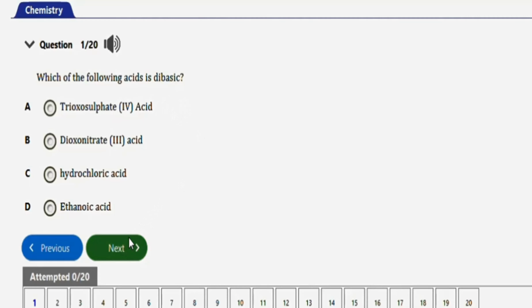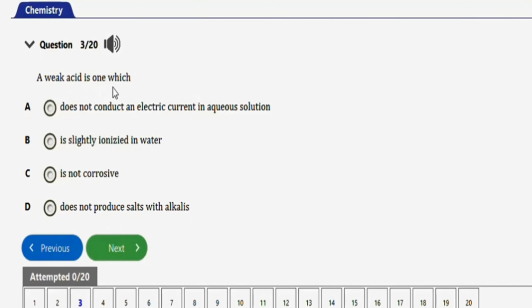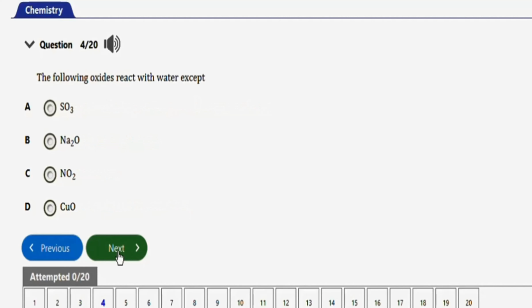The next question says it can be concluded that gastric juice is acidic. So option B. Next question says a weak acid is one which does not conduct an electric current nor is slightly ionized in water. Yes, option B. The next question: weak acids don't ionize completely in water. The following oxides react with water except, so the right option will be option D, copper oxide. Copper oxide does not react with water.